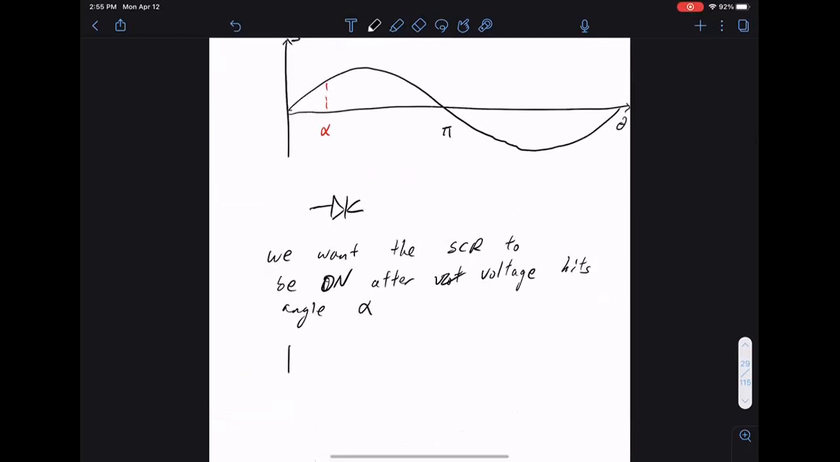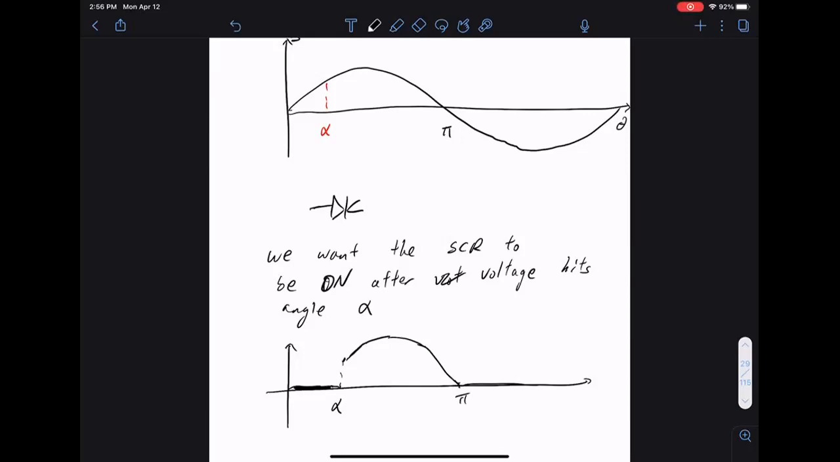So what I want as the load is this. Up to alpha, I don't want any voltage. I don't want alpha to have any voltage. After alpha, this goes on, reaches the maximum, and comes down to the angle pi, then it's off. Any questions so far? This is what we want the device to do.